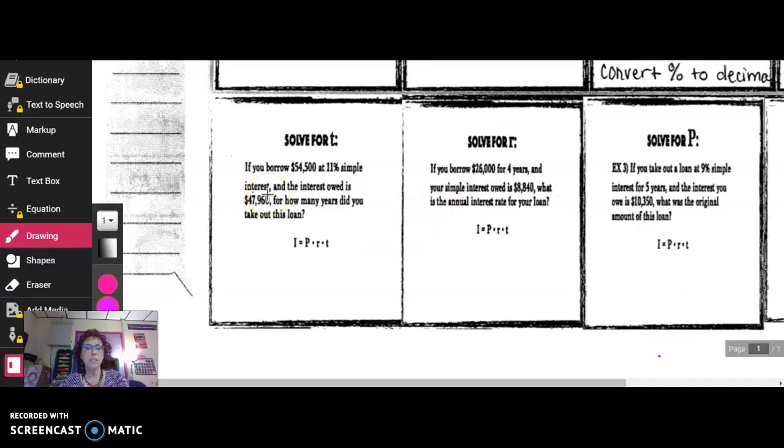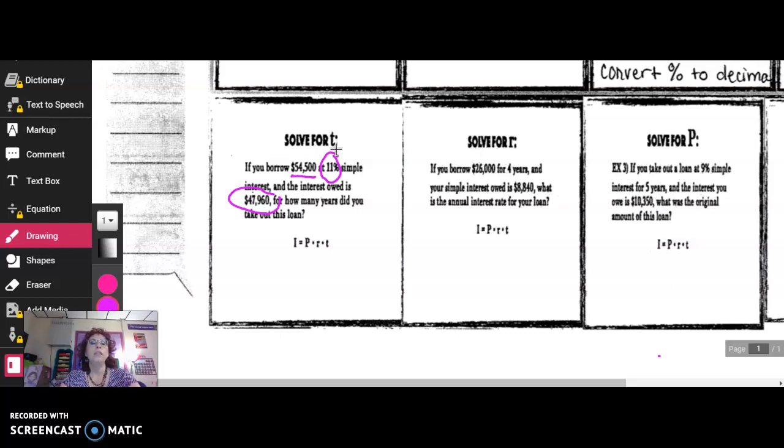So the first problem says solve for T, so we want to solve for time. And it says if you borrow $54,500 at an 11% interest rate, simple interest, the interest owed is $47,960. For how many years did you take out this loan?